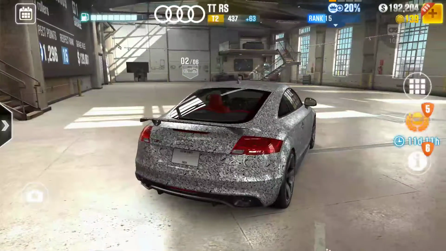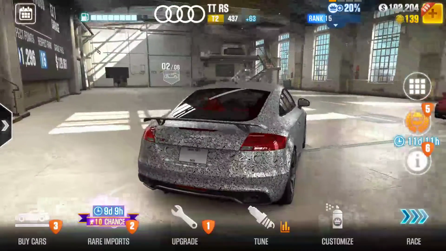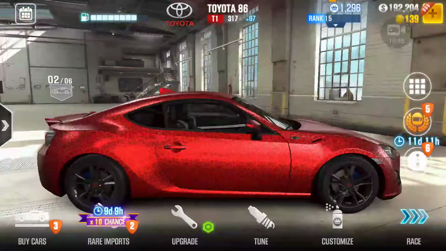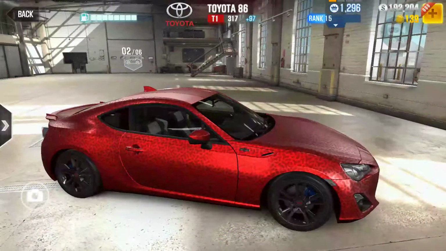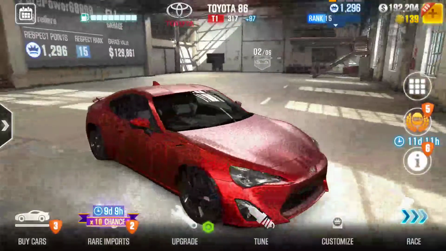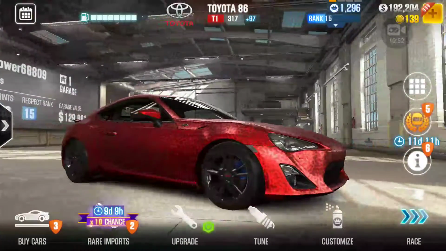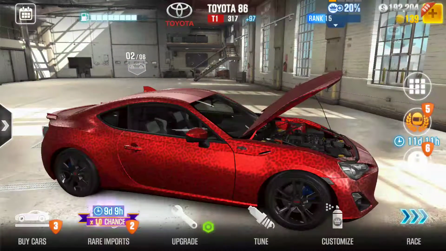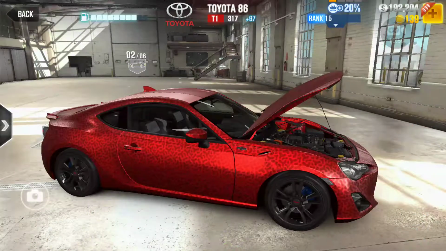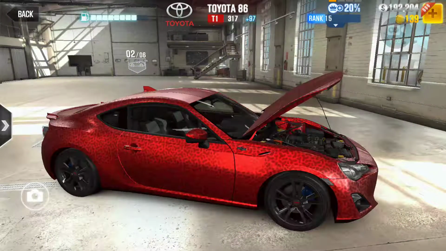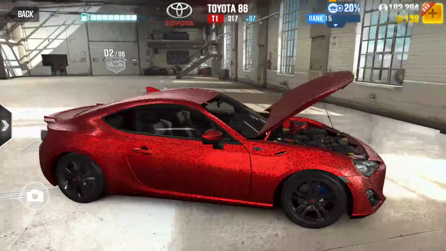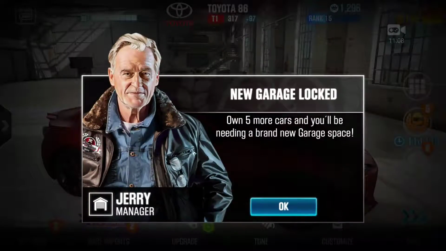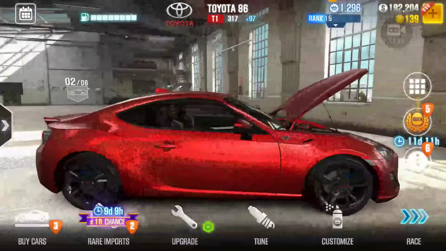You guys see that arcade machine over there? That's a little Easter egg. I wonder if I can get to it or no. It doesn't look like it. Tippity tap it, tap it. No, it doesn't look like it. So we need more cars, probably, to get over there.